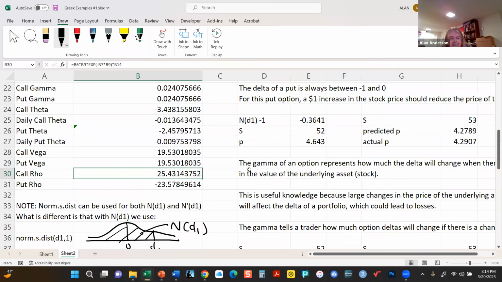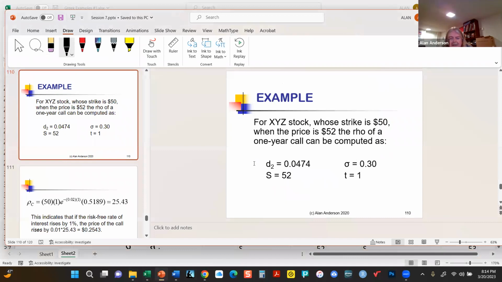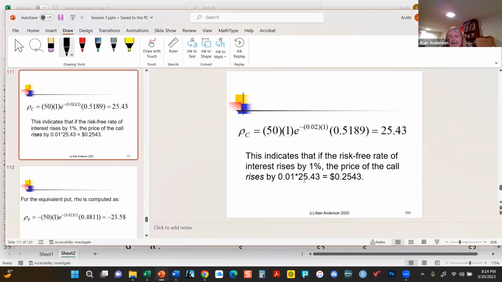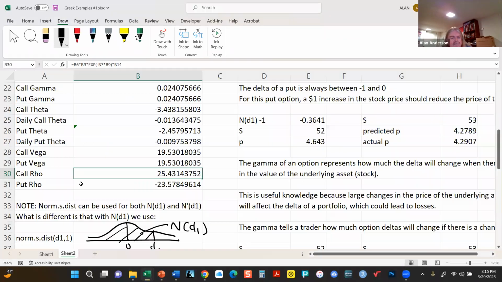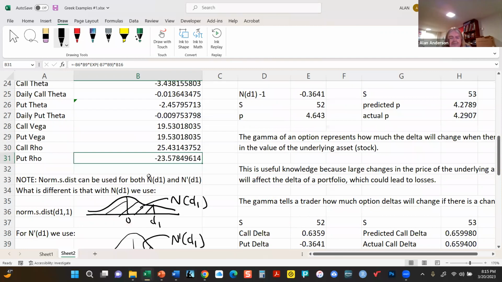Well, let's see. The call rho means if interest rates go up 1%, then the price of my option should go up by 1% of 25.43, which is 25.43 cents. Okay. Now for the put, we have the opposite, negative 23.58, which means that if the interest rate goes up 1%, the price of my put should go down by about 23.58 cents.